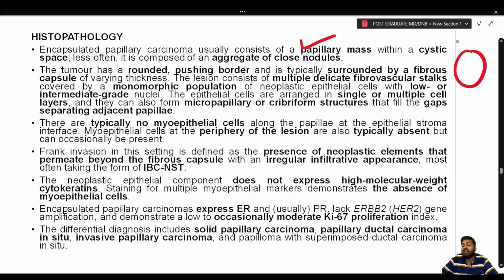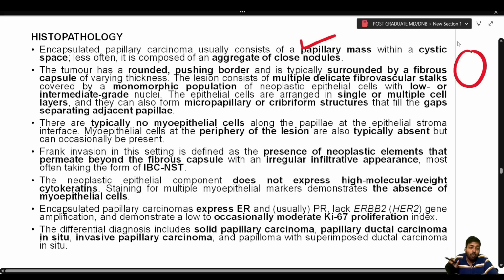So though the myoepithelial cells are absent at the periphery, the lesion is very well surrounded by a fibrous capsule. That is why the term is encapsulated, encapsulated papillary carcinoma. The lesion consists of multiple delicate fibrovascular stalks covered by a monomorphic population of neoplastic cells with low or intermediate grade nucleus.